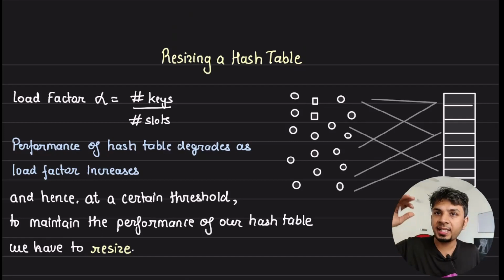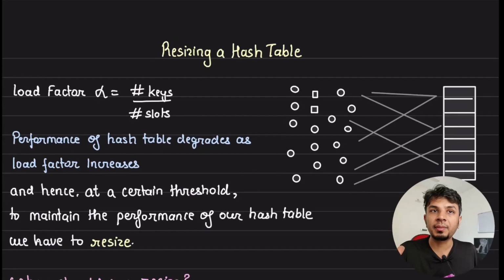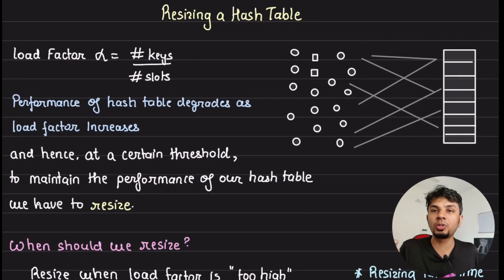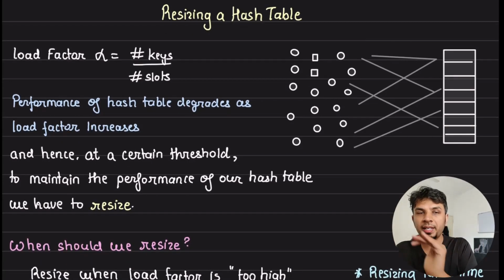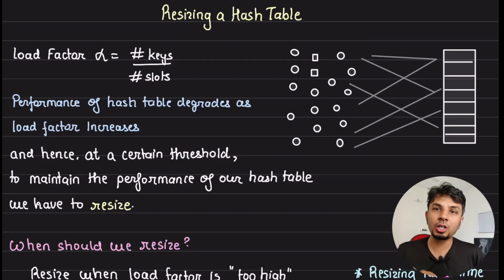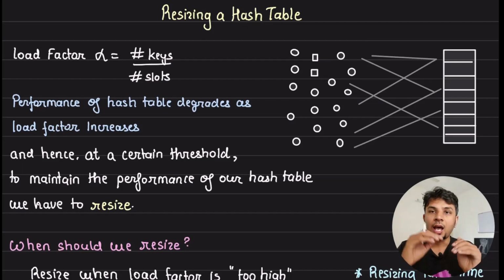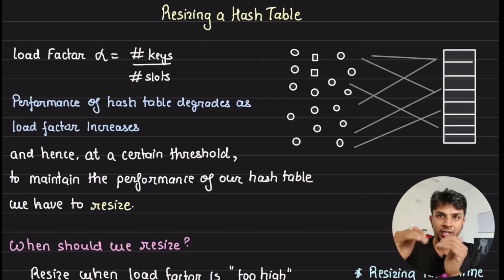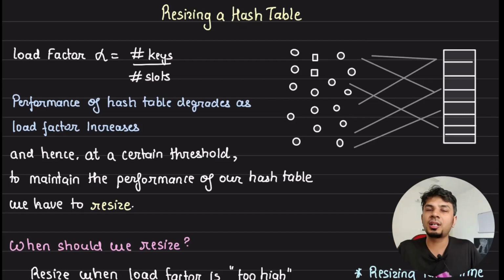As load factor increases, your performance would degrade because it would take longer for you to find a free slot and place your key there. So, in order to maintain a consistent performance, when your load factor hits a certain threshold, you might want to resize your underlying array, right? So that you can maintain consistent performance across.